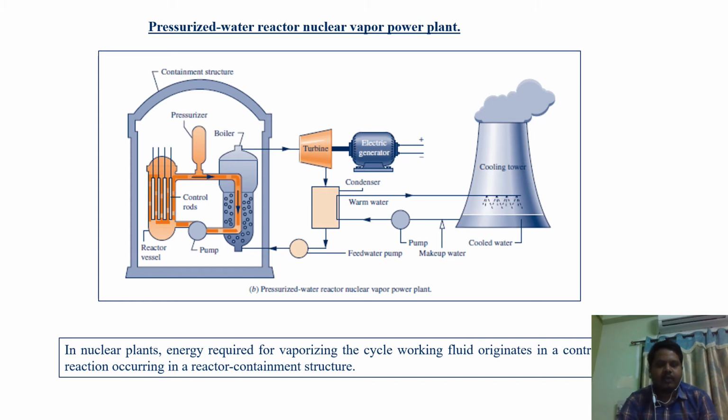But in case of the fossil fuel vapor power plant, how are we getting the energy? By burning the coal. But here, from the reactor vessel. So that is the difference between the nuclear vapor power plant and the fossil fuel vapor power plant. But the cycle is the same. The cycle is the Rankine cycle. This Rankine cycle contains the same devices: turbine, condenser, pump, and boiler.